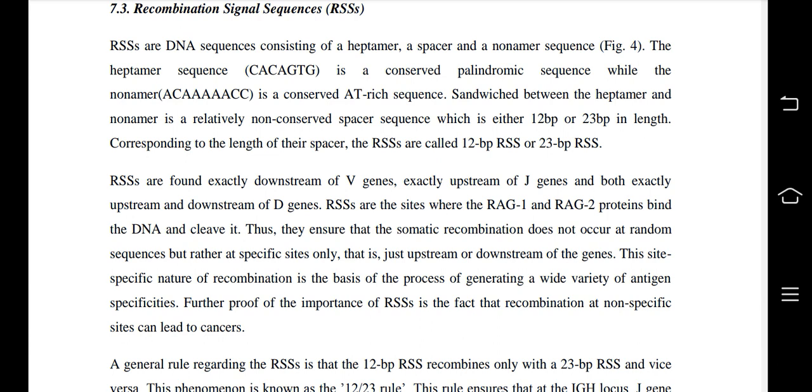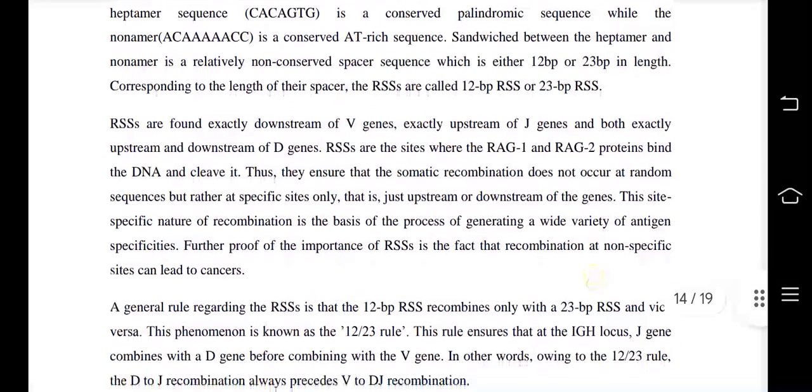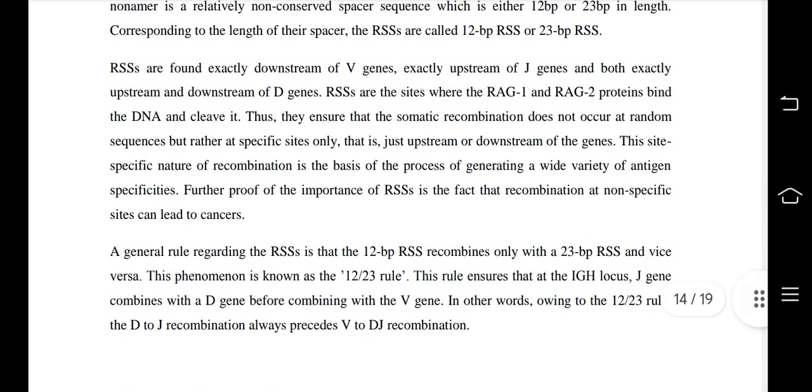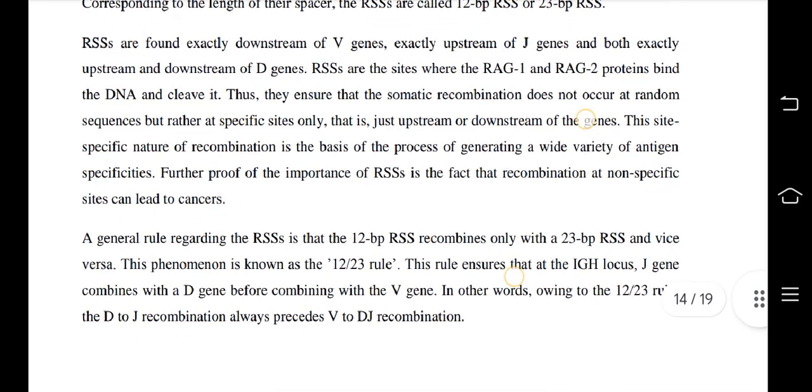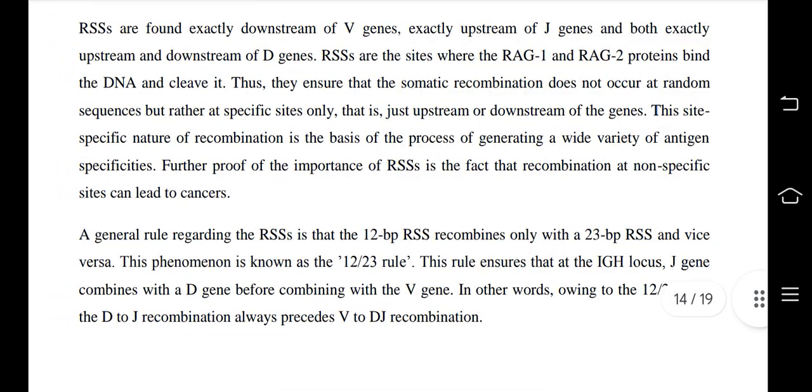RSS are found exactly downstream of V genes, exactly upstream of J genes, and both exactly upstream and downstream of D genes. RSS are the sites where the RAG1 and RAG2 proteins bind to the DNA and cleave it. Thus, they ensure that somatic recombination does not occur at a random sequence, but rather at specific sites only, that is, just upstream or downstream of the gene. This site-specific nature of recombination is the basis of the process of generating a wide variety of antigen specificities. Further proof of the importance of RSS is the fact that recombination at non-specific sites can lead to cancers.